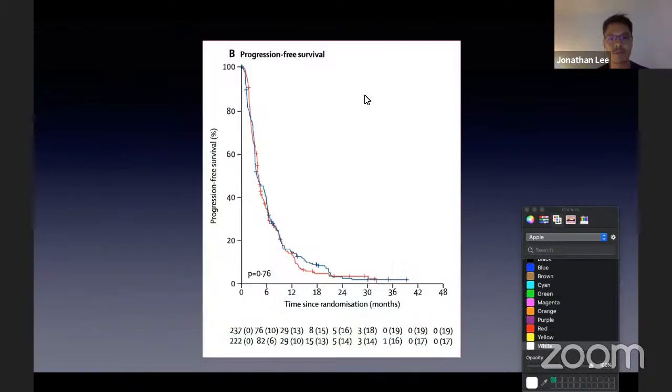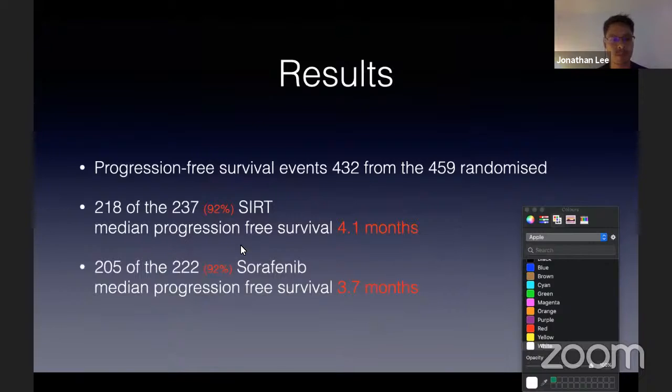Here we're looking at progression-free survival. Again, very similar curves on the graph, and more specifics within the numbers. We've got the same progression-free, or number of patients who had progression-free intervals, and the duration of which was more or less the same.